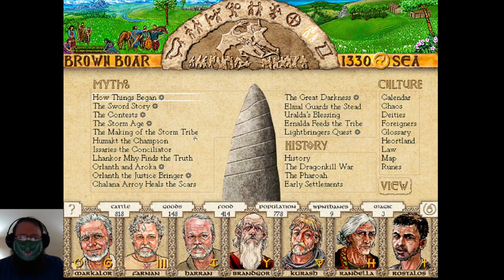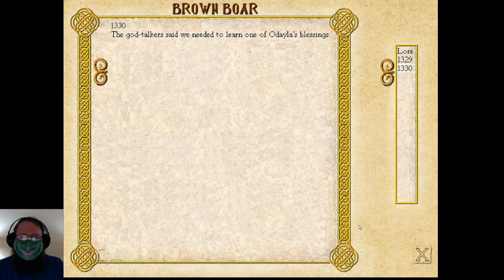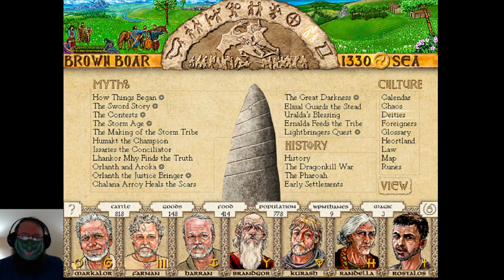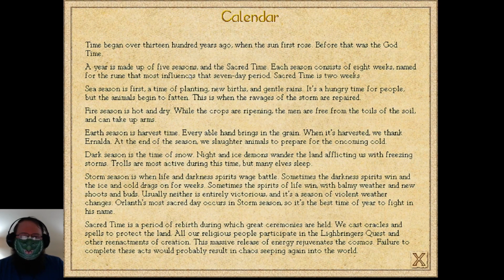And here's the myths, which at some point on my own time I'm going to have to go and read up on, because I clearly do not know actually history, culture, calendar, view. Oh good, it is showing up.